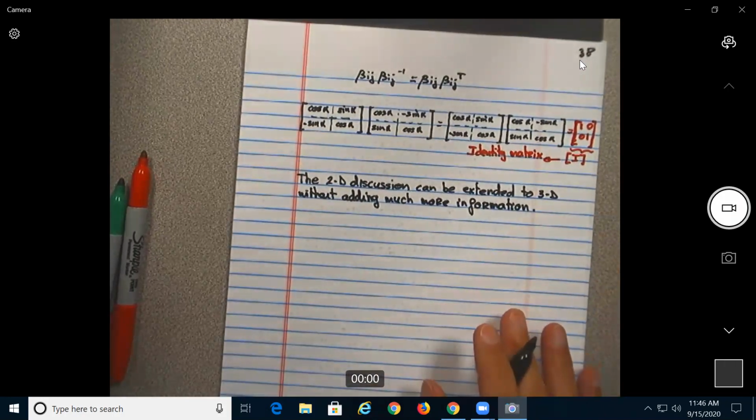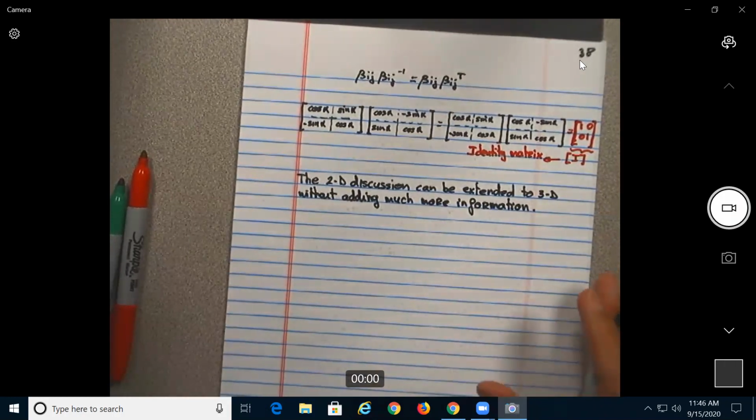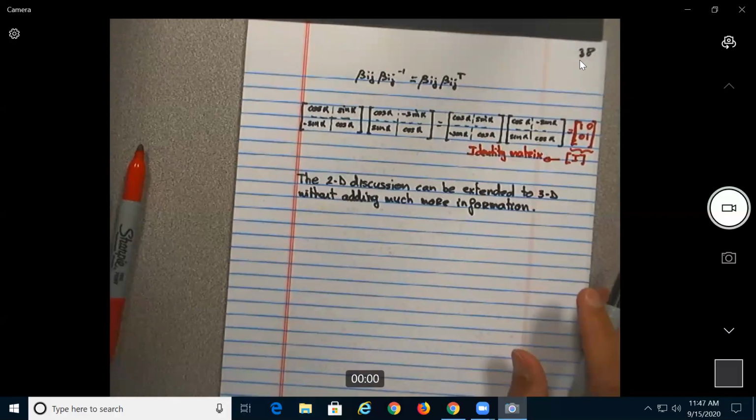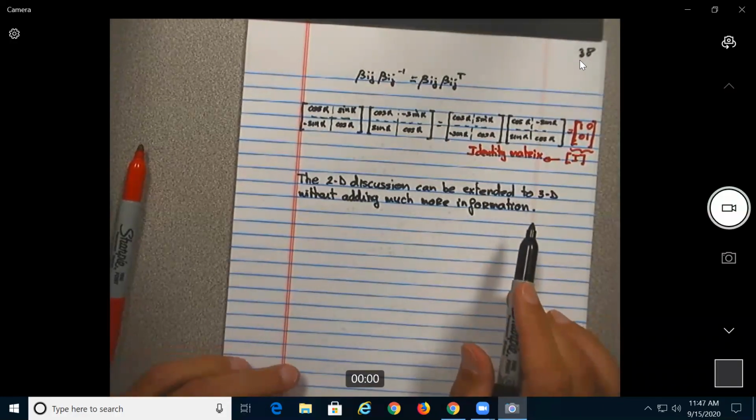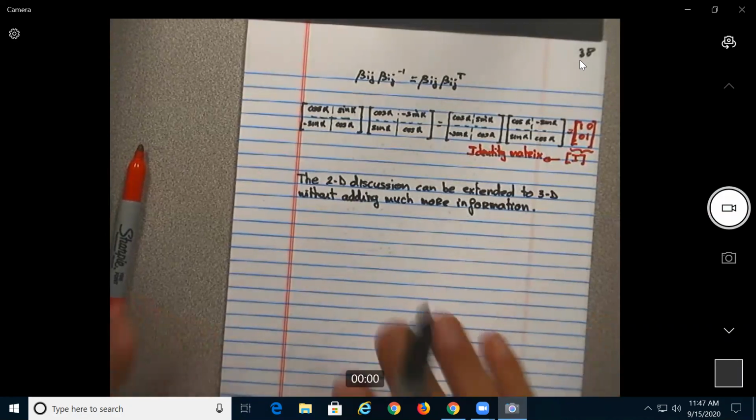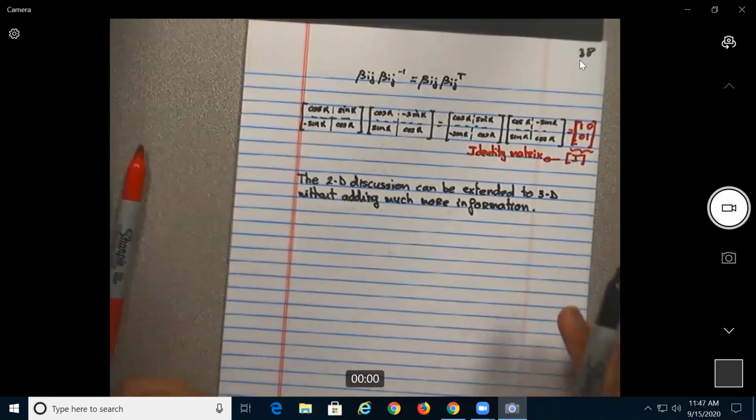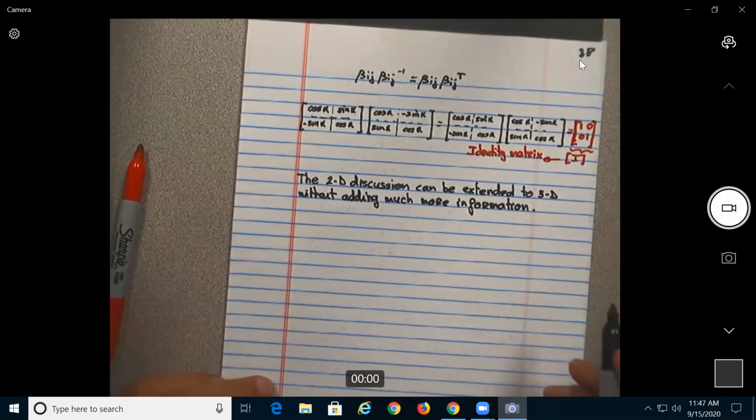Right. Without adding much more information is a way of speaking, no? Because really it's a lot more involved. I find it very hard to visualize this in 3D, personally, okay? I'm not very good at picturing stuff. But let's say if you have the current system, here we'll have, let's try to do just one figure.